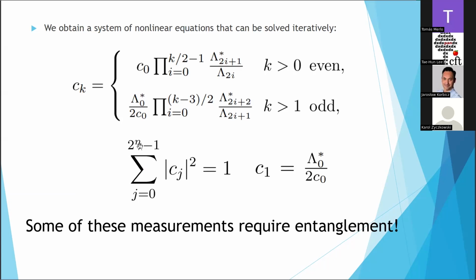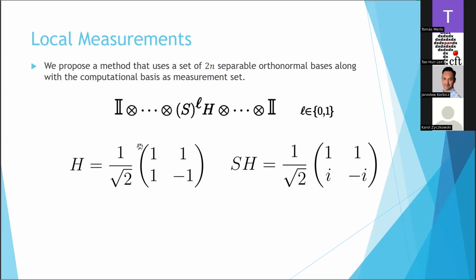And that's our proposal. We propose a protocol that uses a set of two n-separable orthonormal bases along with the computational basis to do the state reconstruction, or state estimation. In our case, the bases are constructed in the following way. We start with the computational basis, which can be seen as measuring all qubits separately in the computational basis of each subspace.